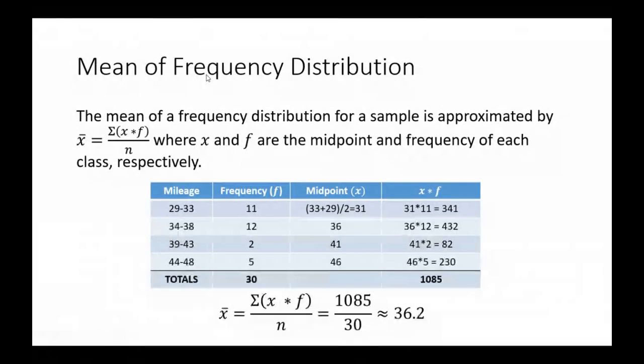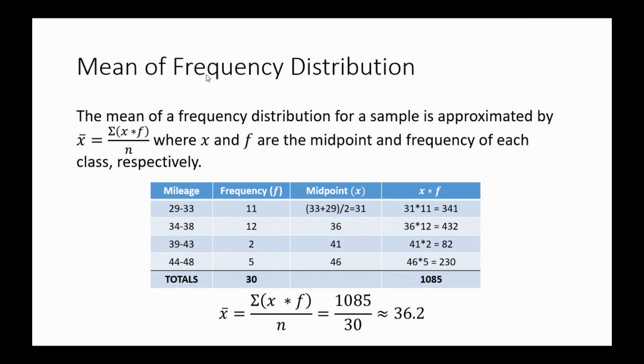Okay, the mean of a frequency distribution. So we're on that one-page handout I gave y'all. I just went on and put an example on there so we all wouldn't have to worry about writing it down and all that.